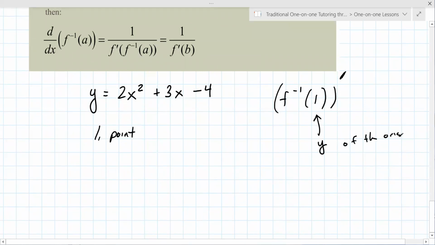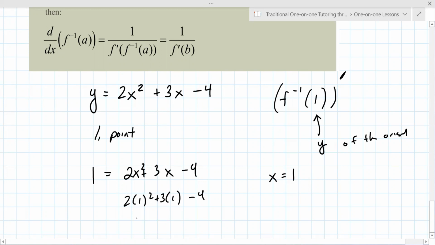So it's where does 1 equal 2x squared plus 3x minus 4. Sometimes you have to figure that out, and the general x values to try are like 1, 0. So when x is 1, it's 2 times 1 squared plus 3 times 1 minus 4. That's 2 plus 3 minus 4, which is 1. So that's your x value. I've made it easy on you here, since they're both the same, but that's okay.